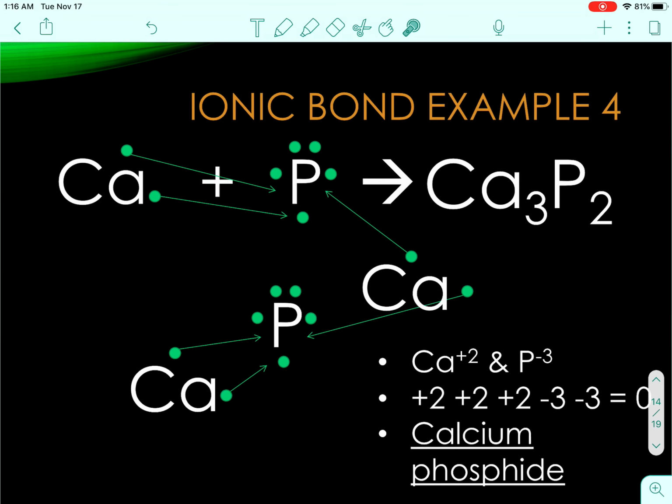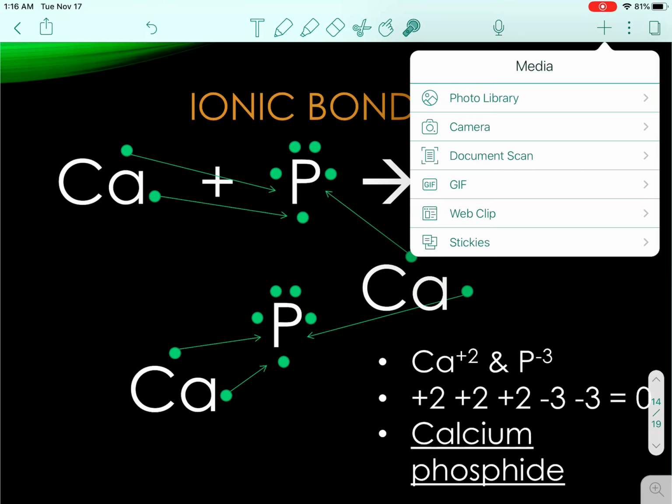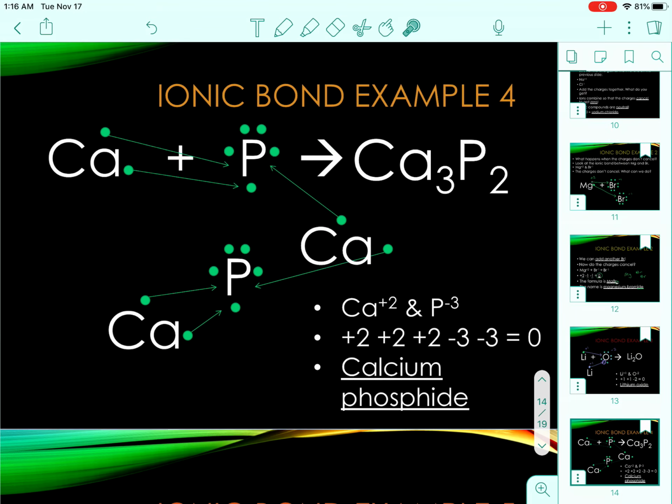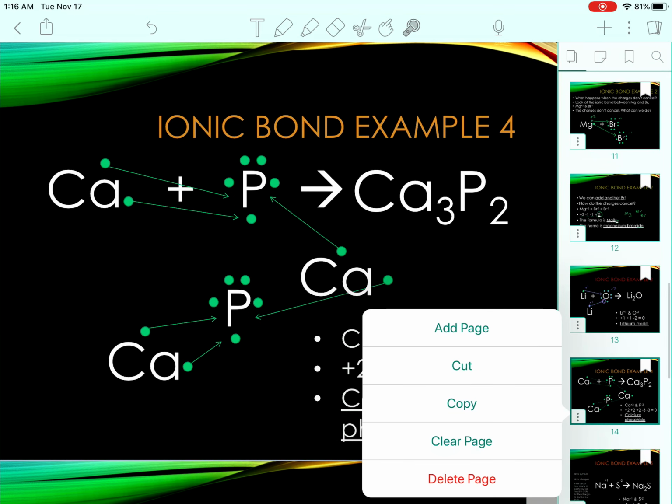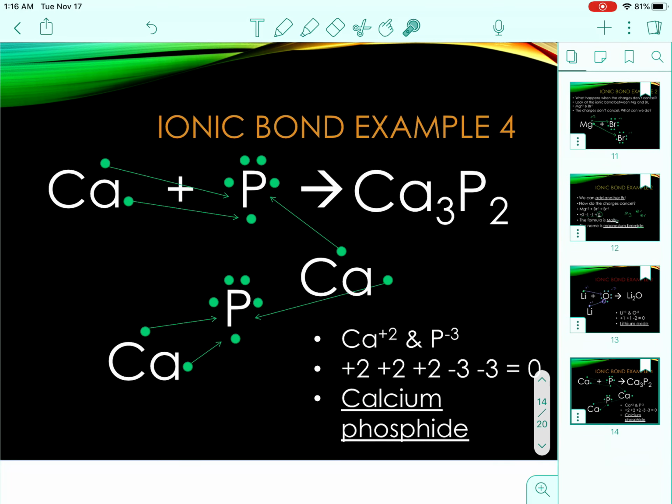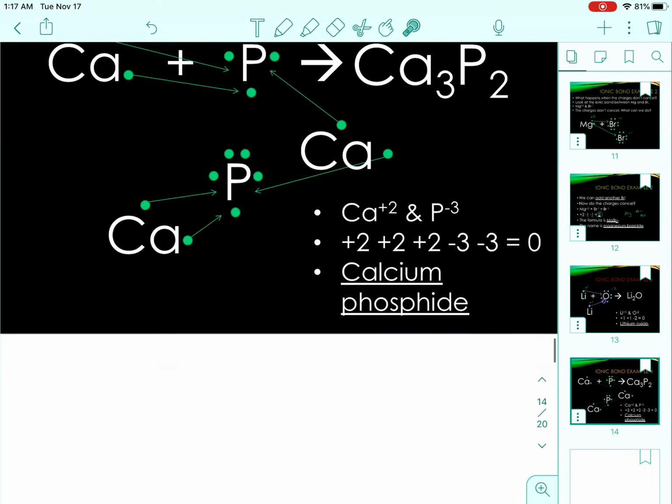Number 4. Now this one gets a little complicated. Let me add in another, just an extra page here so I can draw this one out and show you the steps. There we go. All right, so calcium and phosphorus. We're going to draw this one out together.